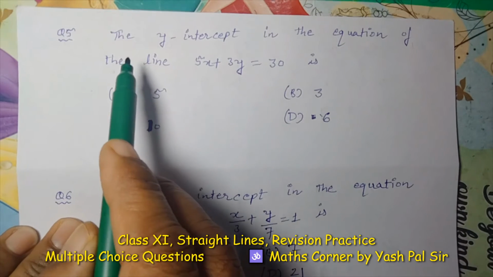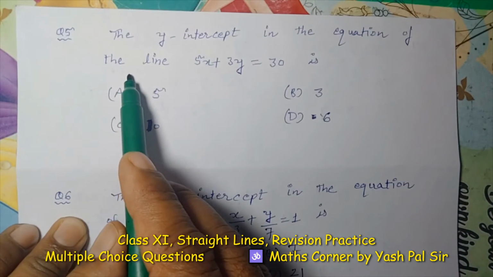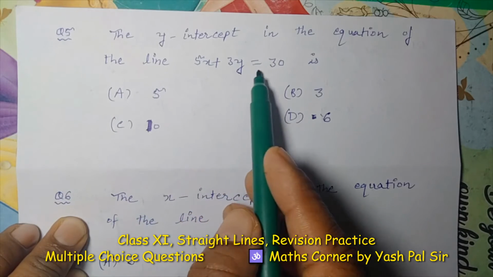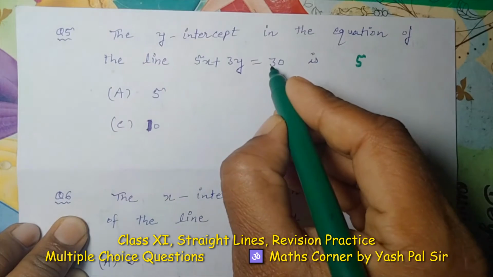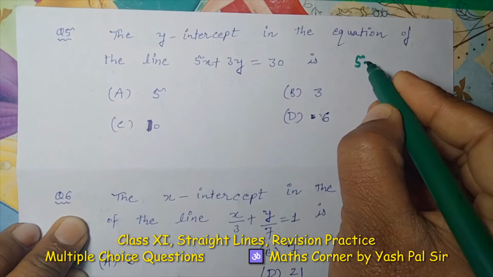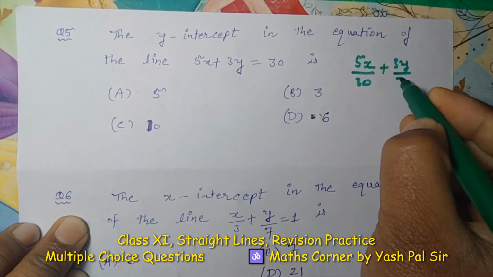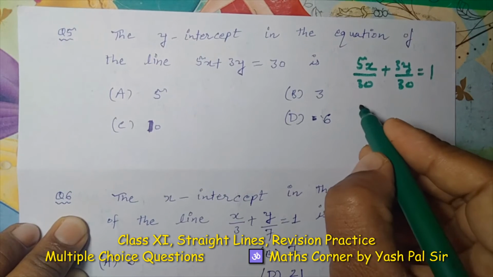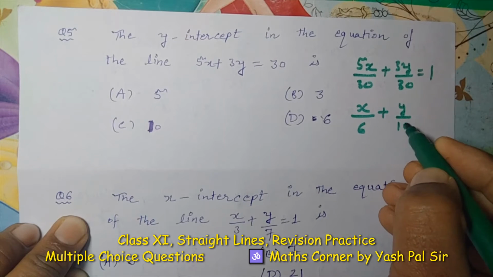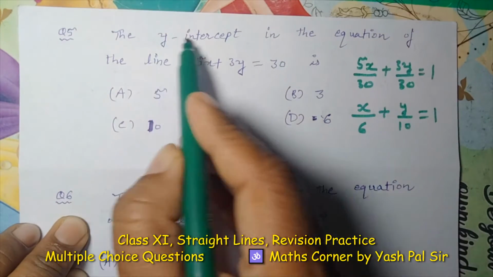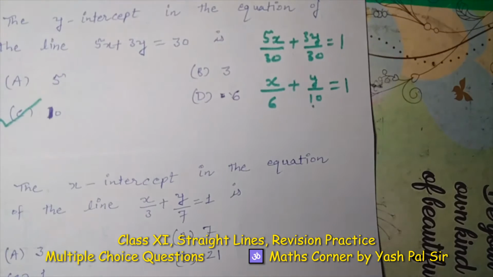Now question number 5. The y-intercept in the equation of the line 5x plus 3y is equal to 30 is. Again what we do here, we divide by 30 both sides. 5x divide 30 plus 3y divide 30 is equal to 1. So this becomes x divide 6 plus y divide 10 is equal to 1. So y intercept is 10. Option number C is the right choice to this question.